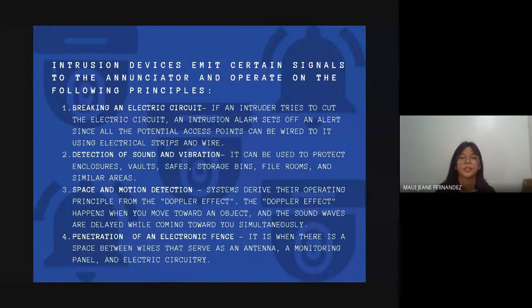It is a fence when there is a space between wires that serves as an antenna, a monitoring panel, and electric circuitry. This electronic fence consists of 3 to 5 strands of wire spaced from 9 to 24 inches above one another. When power is put on, an electromagnetic field is set among the cables from top to the ground. This intrusion alarm is in the fence. So kagaya ng mga pinag-aralan natin na mga first line defense in the perimeter barrier. So next slide.